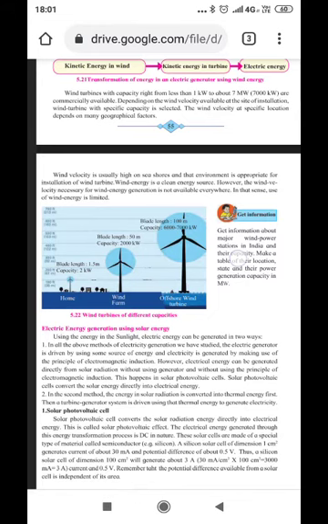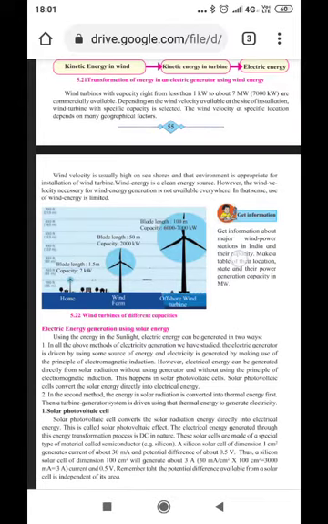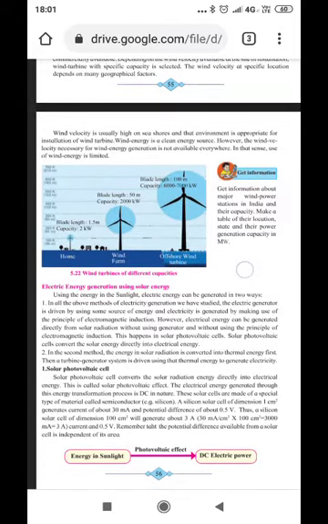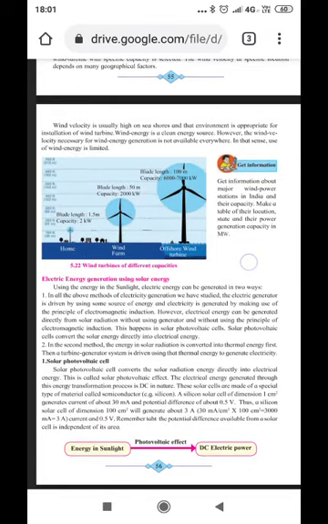The wind velocity at a specific location depends upon geographical factors. The wind velocity is usually high on seashores, and the environment is appropriate for the installation of wind turbines. Wind energy is a clean source of energy. However, the wind velocity necessary for wind energy generation is not available everywhere. In that sense, the use of wind energy is limited.